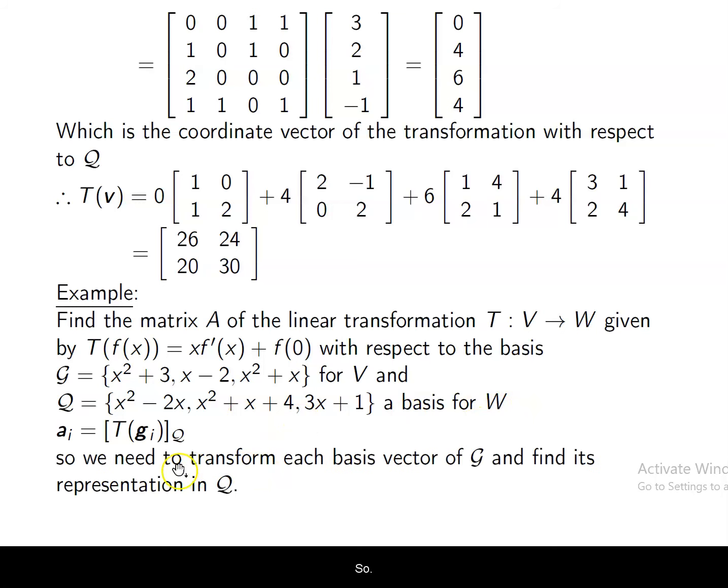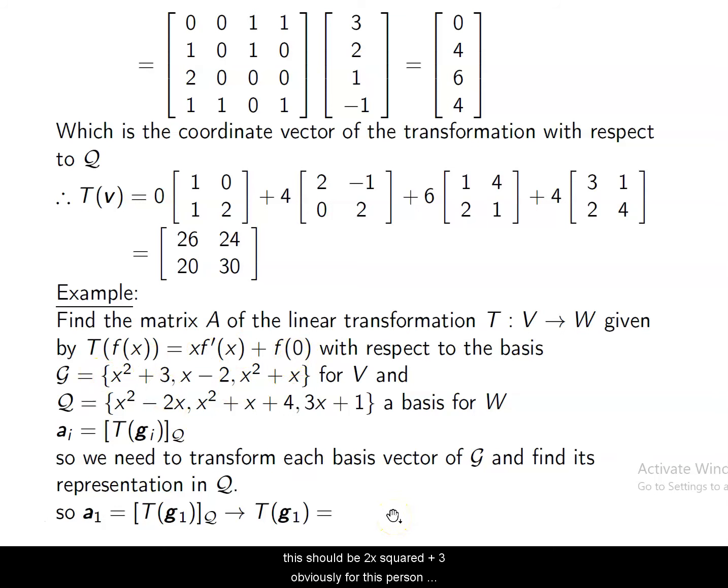Okay, so again, just a summary: transform each basis vector of G and find its representation in Q. So A1 is the transformation of G1 represented in Q. Remember, my transformation is: take the derivative, multiply it by x, add it to your basis vector evaluated at 0. So for the transformation of G1, this turns into 2x because the 3 goes away. I'm going to multiply that by x so that it turns into 2x squared. Evaluate at 0, which is 3. So this should be 2x squared plus 3.